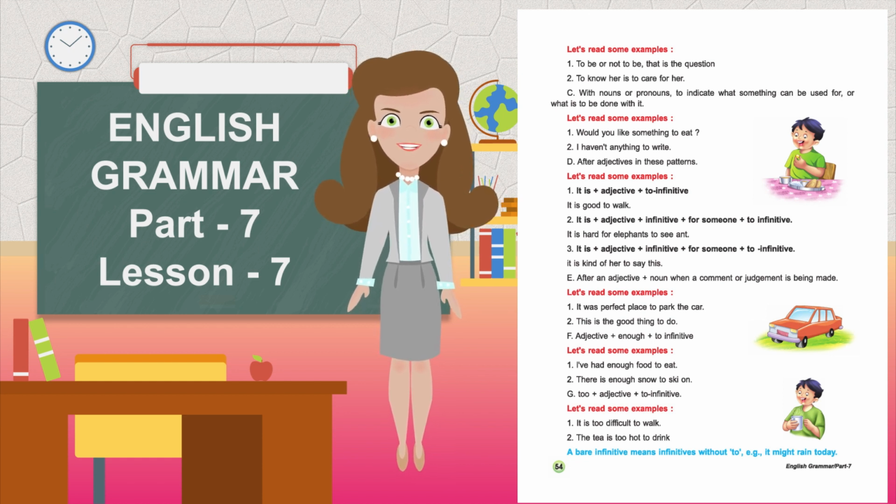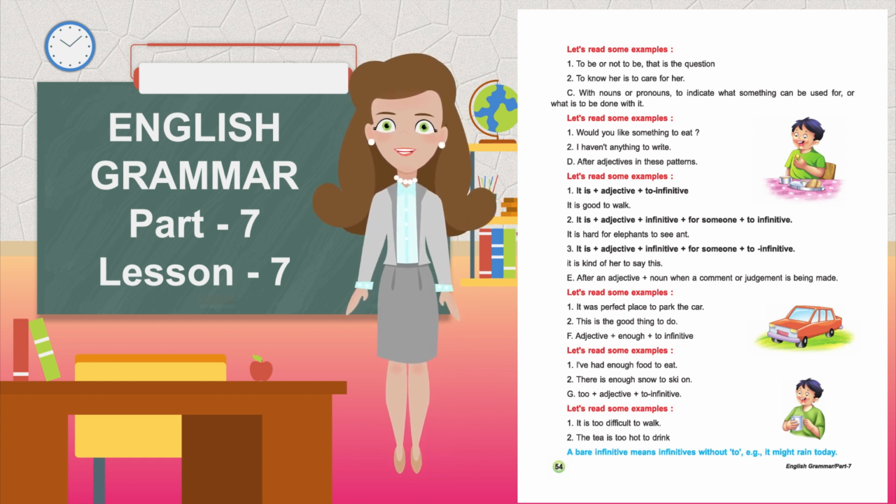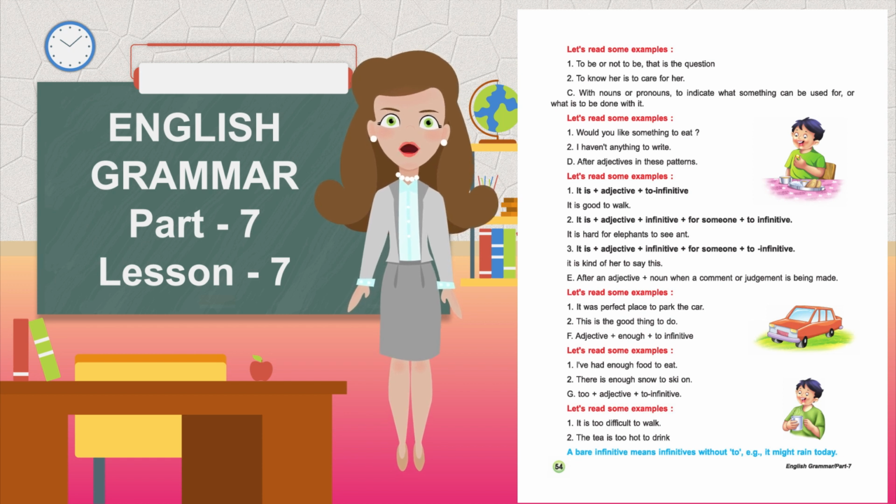C. With nouns or pronouns to indicate what something can be used for or what is to be done with it. Let's read some examples. Would you like something to eat? I haven't anything to write.